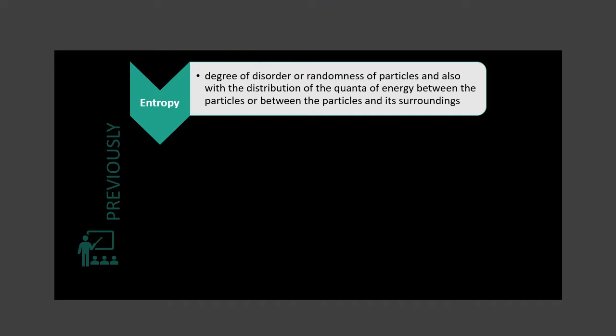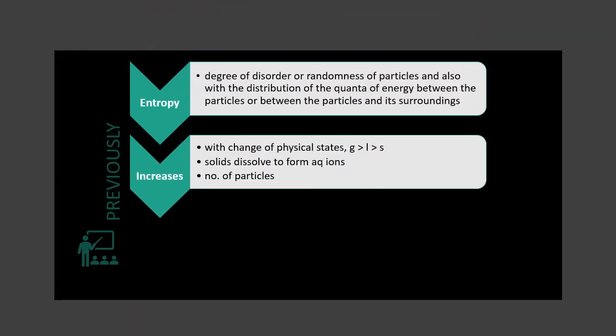So far in this topic, we have seen definitions of entropy. We have also seen how entropy is affected by change in temperature and physical states, and hence predicted the values for the entropy change of the system. That is, going from solids to liquids to gases, entropy increases, or it increases when solids dissolve to form aqueous ions, or when the number of particles or moles increases, going from reactants to product side. We've also proven these predictions through calculations as well.